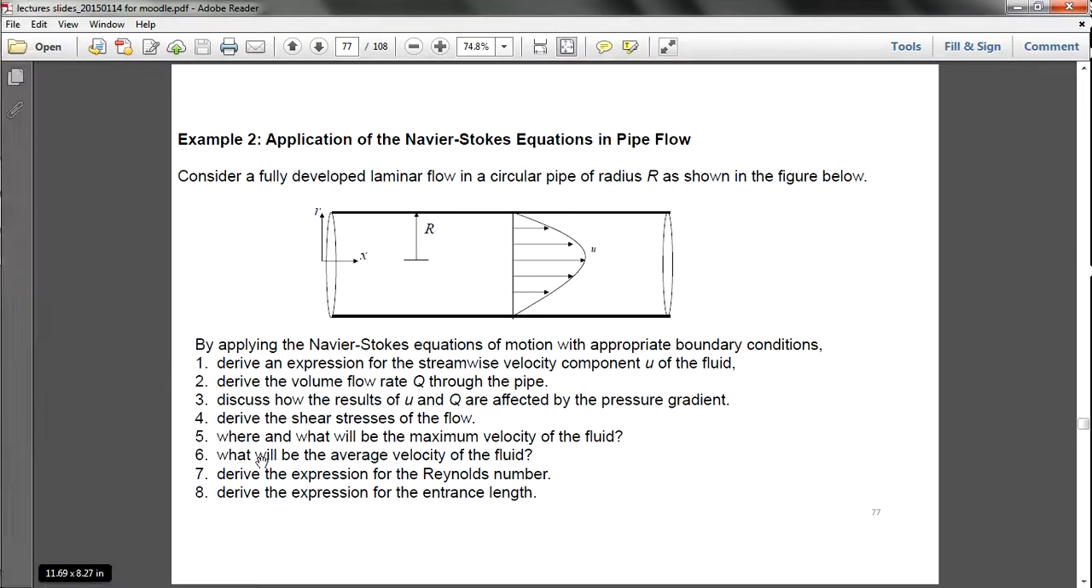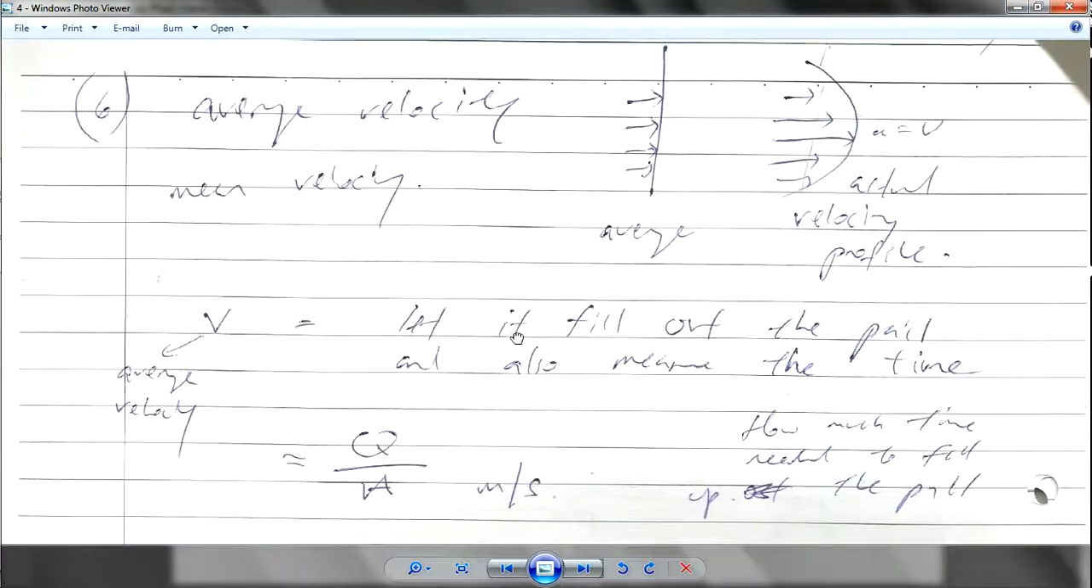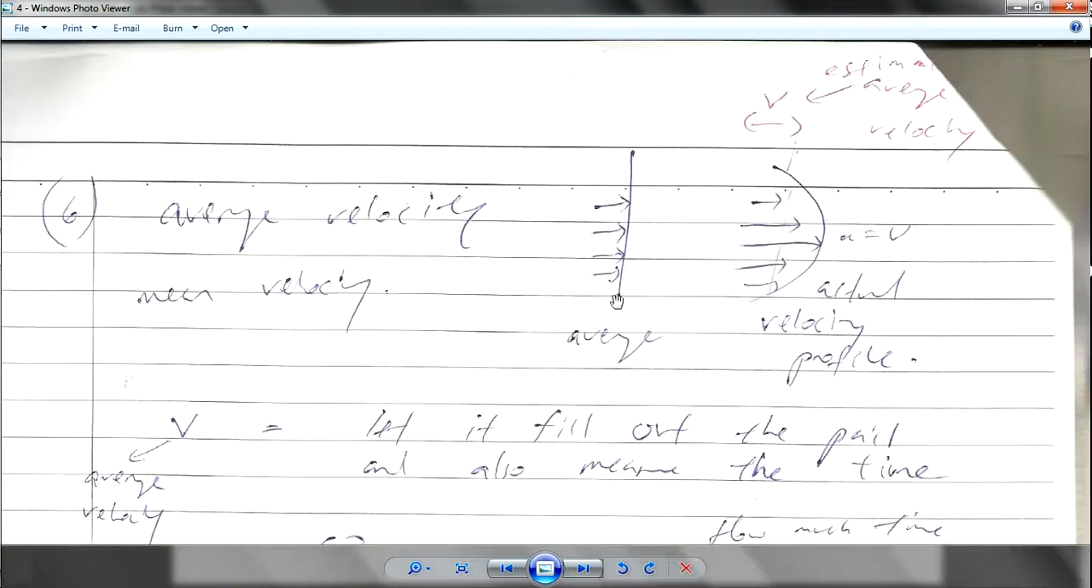Let us go to this one. What will be the average velocity of the fluid? Just now it was maximum, now it's average. So how are we going to calculate all this? Average velocity, as you know, if you remember, is this one when fully developed.